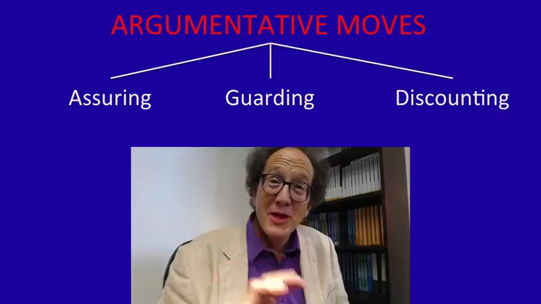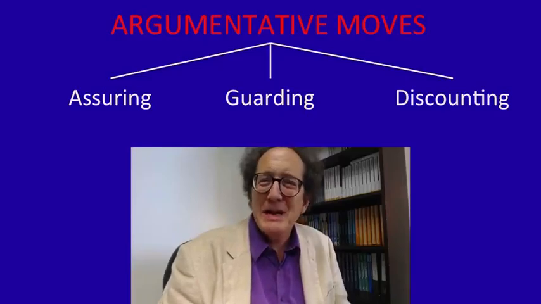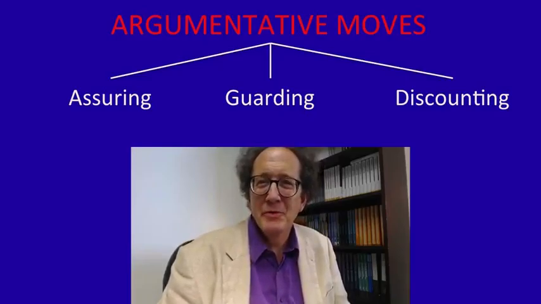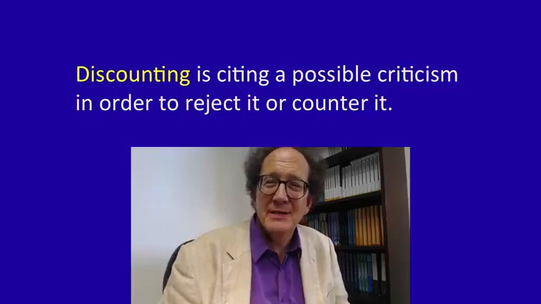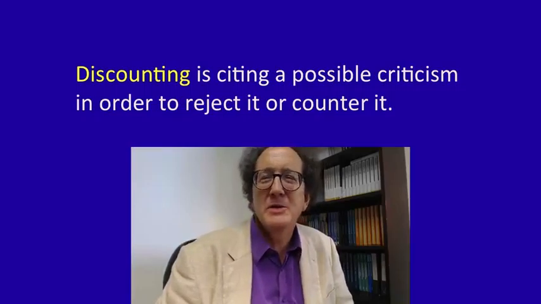Now, the third common move in arguments to protect premises and avoid the skeptical regress is discounting. Discounting is basically citing a possible objection that you think other people might be thinking of in order to head it off by providing a quick and dirty response to it right then and there.